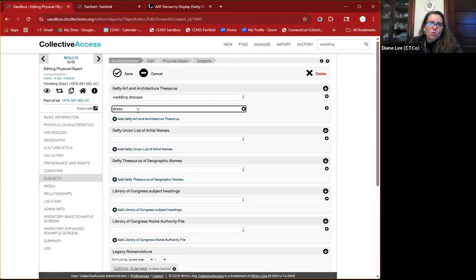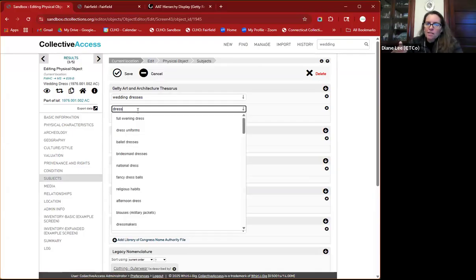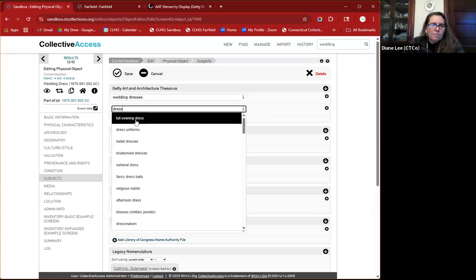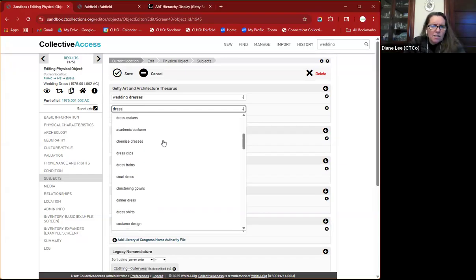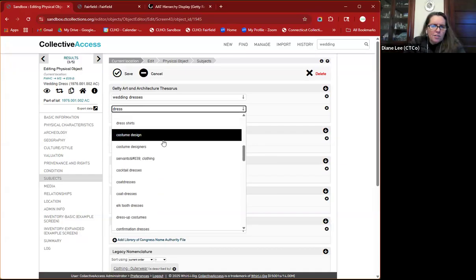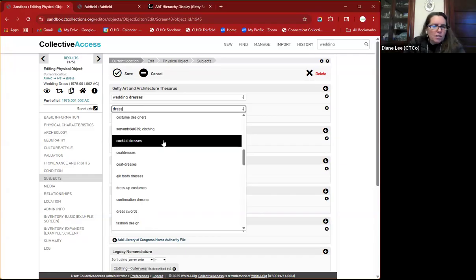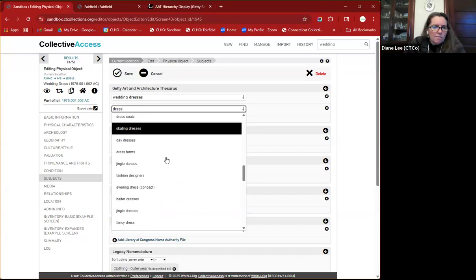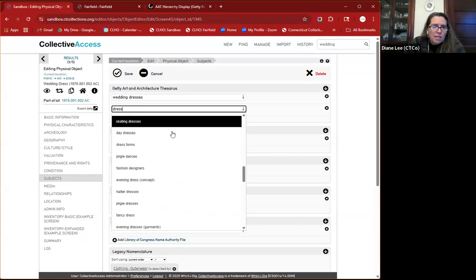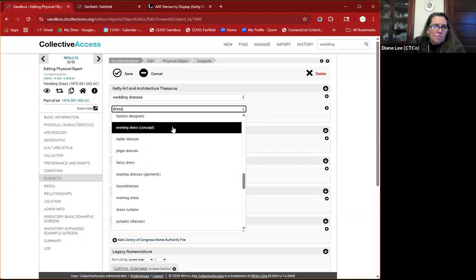And this is another one where you're going to go down and find a bunch of things, and it gives you a lot of options that you may not even have thought of for certain things. A lot of times with men's things, it comes in handy. And as you scroll down, I really wish this was in alphabetical order, but it's fine. Dress up costumes are there, which can come in handy. Skating dresses, if anybody has that. Evening dress, like as a concept.